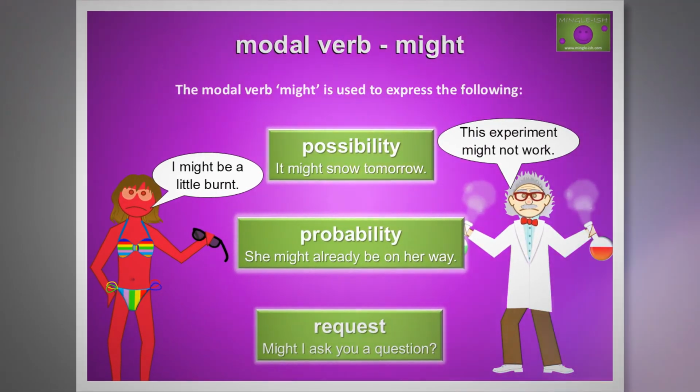Might. This can be used to express possibility, probability, and requests. For example, it might snow tomorrow. She might already be on her way. Might I ask you a question?